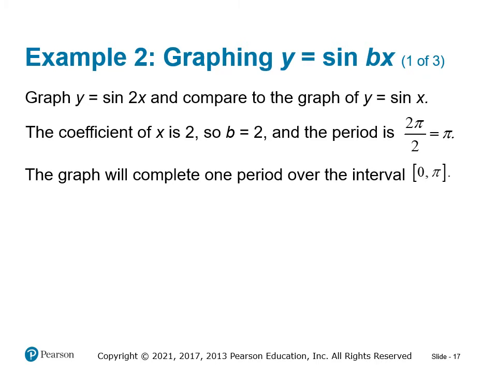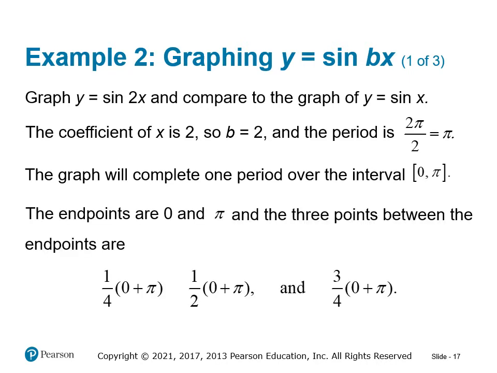The graph of sine 2x will complete one period over the interval between 0 and pi. So now we want to find those quadrantal values between 0 and pi. And remember, we can multiply this difference, which is pi, by 1/4, 1/2, and 3/4 to find those 3 points.